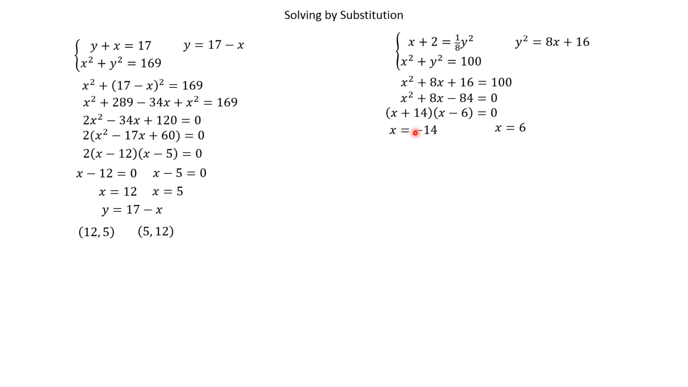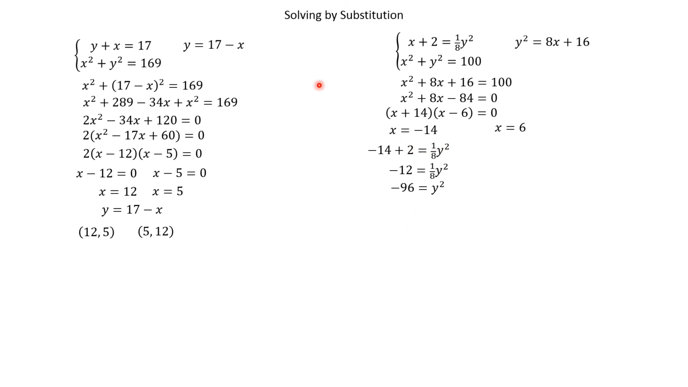Let's plug it in. Let's plug in negative 14. I would plug it into the one that you don't have both things squared, because when you square things, weird stuff happens. So if you have a parabola or a line, plug it into those. So if we plug negative 14 in here, we get negative 14 plus 2 equals 1/8 y squared. Negative 14 plus 2 is negative 12. Then we can multiply by 8 to get negative 96 equals y squared. But y squared is always going to be a positive number. So this isn't going to work.